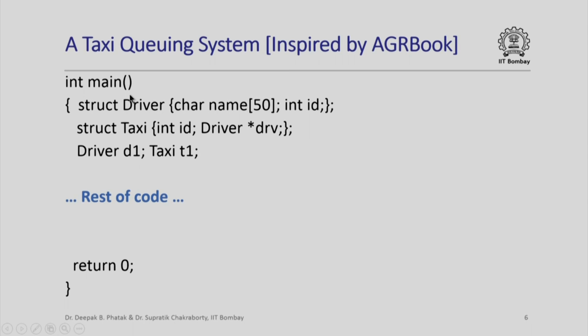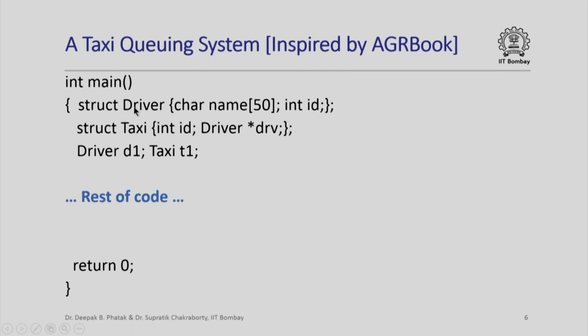Now, this program is actually part of a taxi queuing system. We will see the complete program for the taxi queuing system in a later lecture, and this problem is actually inspired by an example in the AGR book. Here I have shown a skeleton of the main function of the taxi queuing system program, where two structures have been defined.